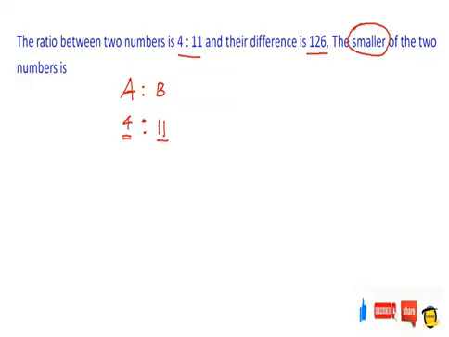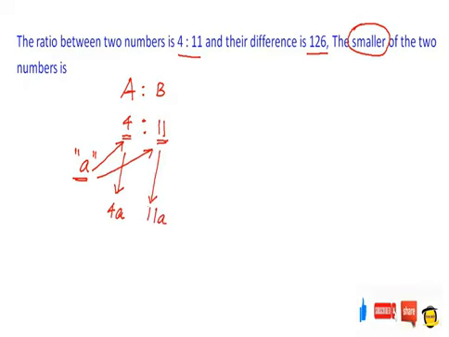Now in order to find out the two original numbers, we'll have to definitely multiply these two ratios by a constant factor, right? So we can assume that a constant factor A is going to be multiplied with these two ratios in order to get the original numbers. So let's see what's going to happen. A multiplied by 4 will give us the original number as 4A. A multiplied by 11 is going to give us the second original number as 11A, right?